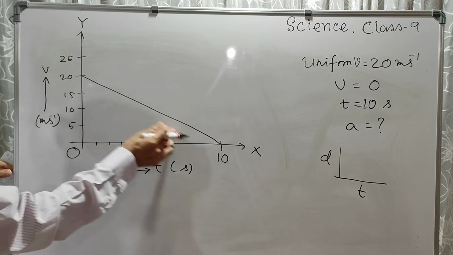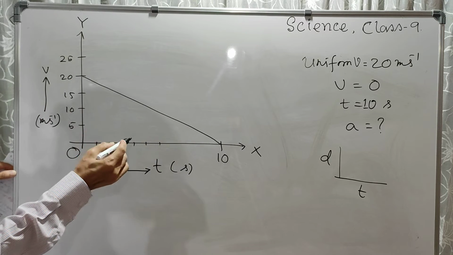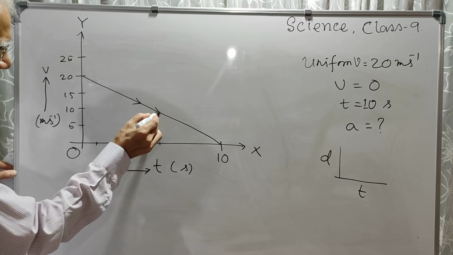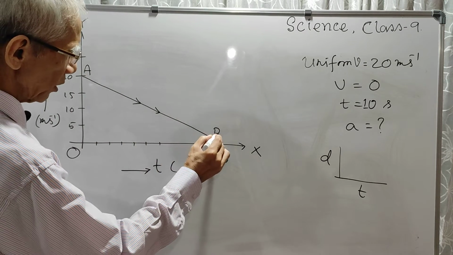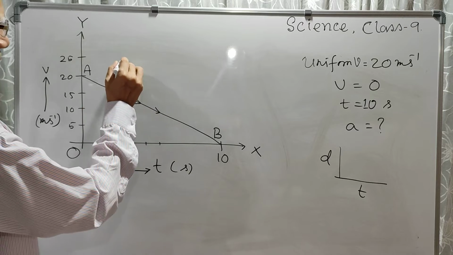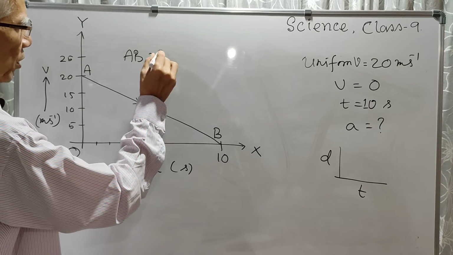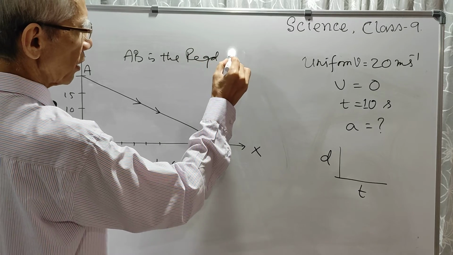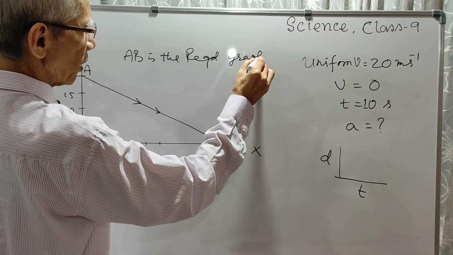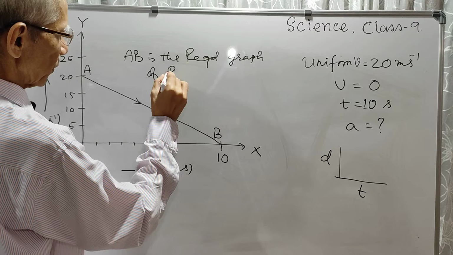But now this is decreasing. So velocity is decreasing, brakes are applied. Therefore, this will be a retardation graph. Suppose this is A, this is B. So AB is the required graph. Graph of what? Retardation.